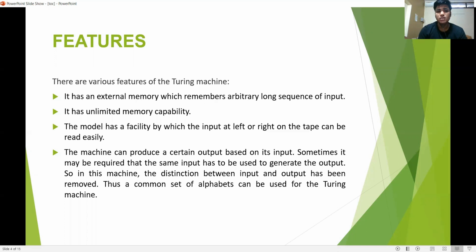The model has a facility by which the input at the left or the right on the tape can be read easily. The machine can produce a certain output based on its input. Sometimes it may be required that the same input has to be used to generate the output. So in this machine, the distinction between input and output has been removed. Thus, a common set of alphabets can be used for the Turing machine.